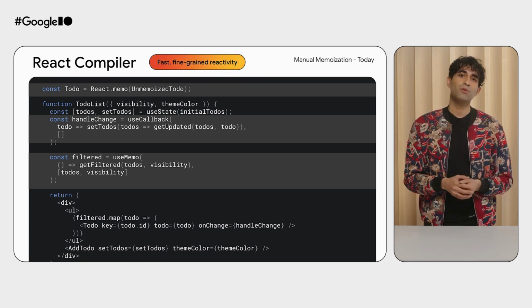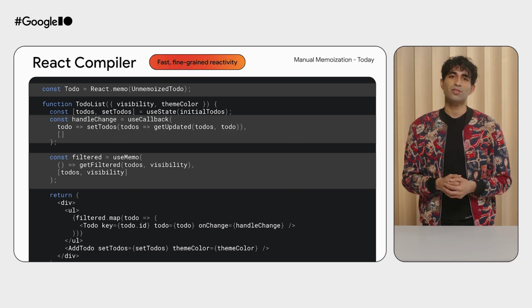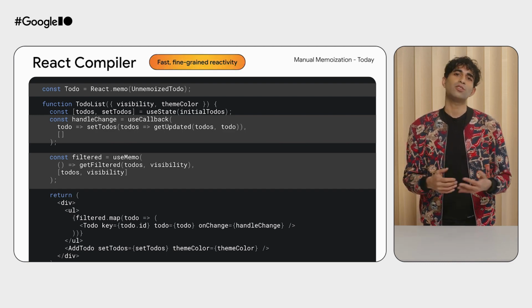We have to wrap the to-do component with React.memo, use useCallback for the handleChange function, and use useMemo for filtering the to-dos based on visibility. These optimizations come at the cost of readability and maintainability. Imagine if we could write React code without worrying about manual memoization. What if we could have the best of both worlds? A great developer experience with regular JavaScript values and syntax, and a great user experience with fast, fine-grained reactive updates.